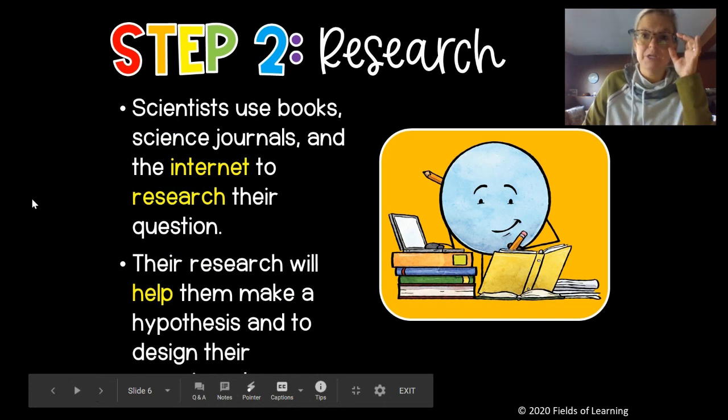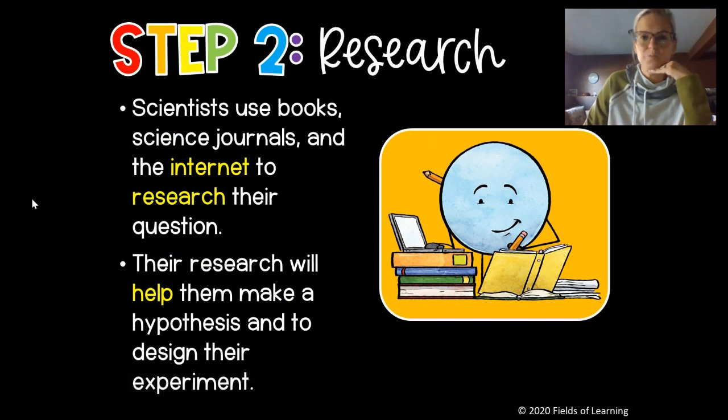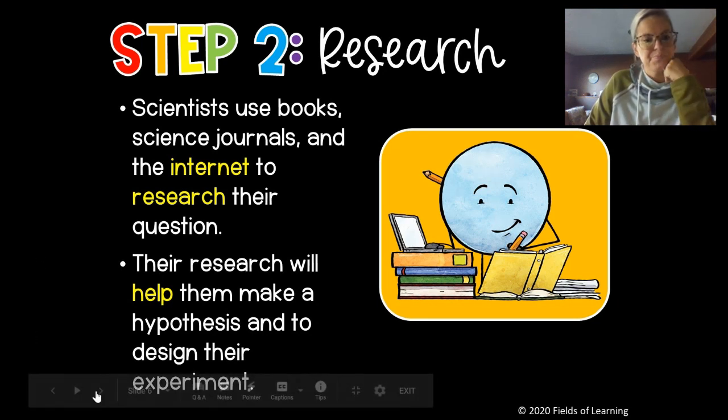Step 2, now we're going to do some research. So scientists use books, science journals, even the internet to help research their question. Their research will help them make a hypothesis. Remember, a hypothesis is an educated guess, and to design their experiment as to what they're going to do. So today I'm asking you to make a hypothesis or an educated guess on how you think a pencil's made.